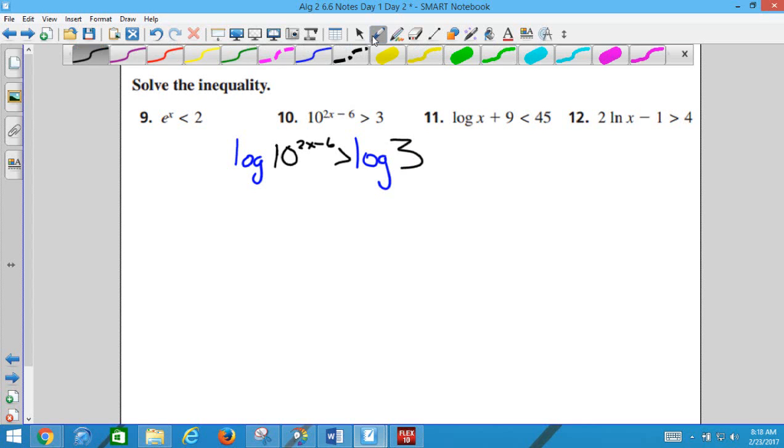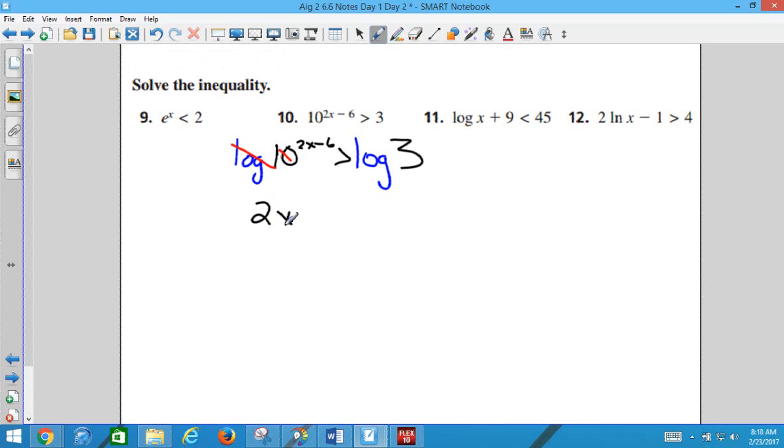I'm going to make sure we do the same thing to both sides. We get 2x minus 6 equals log 3. Now you have to solve for x. So what should we do?